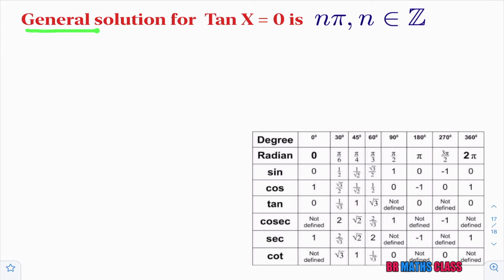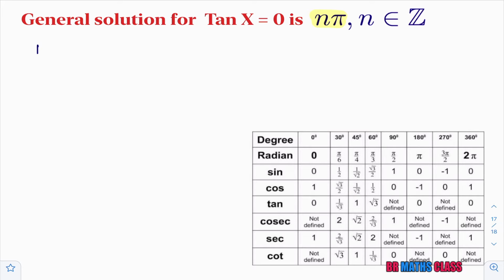Please observe this. The general solution for tan x equal to 0 is n pi. Actually, the general solution for sin x equal to 0 is also n pi. Here, the general solution of tan x equal to 0 is n pi, where n is an integer. We will check why the general solution of tan x equal to 0 is n pi.